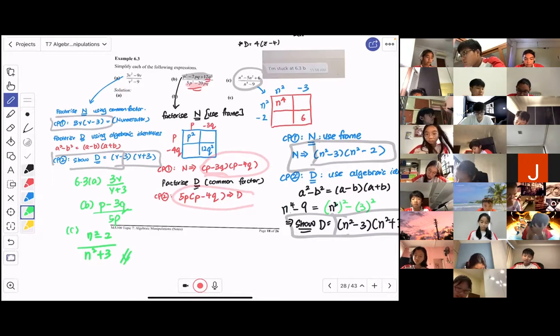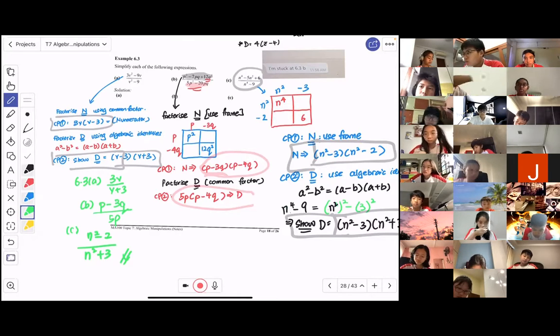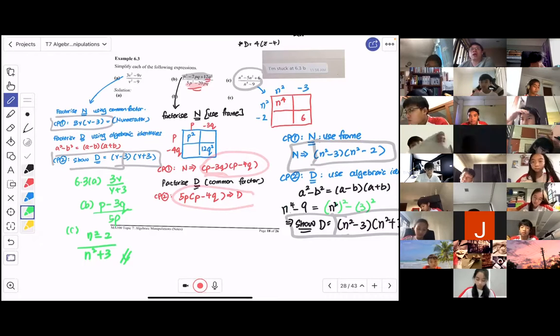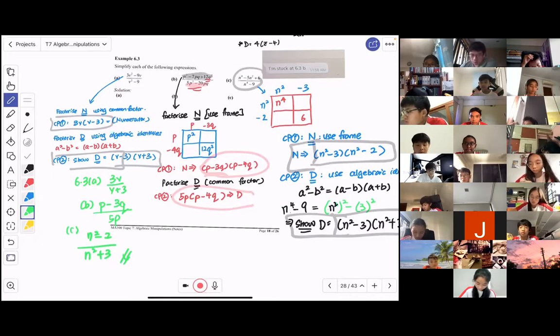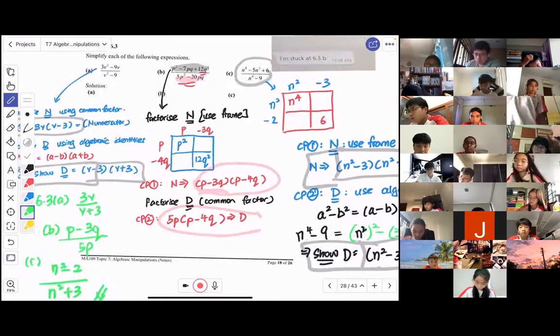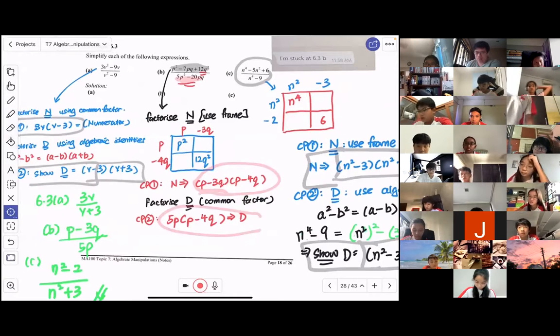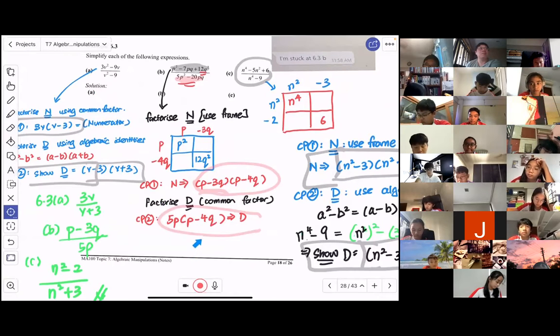Okay, one student got B wrong and doesn't understand. Can I just check? The student who asked me, are you talking about 6.2b, 6.3b, or where are you? Okay, I'm looking at you. 6.3b. Okay, 6.3b, right? Can I just check? Does your numerator look like this? Checkpoint 2. Does your denominator look like this?